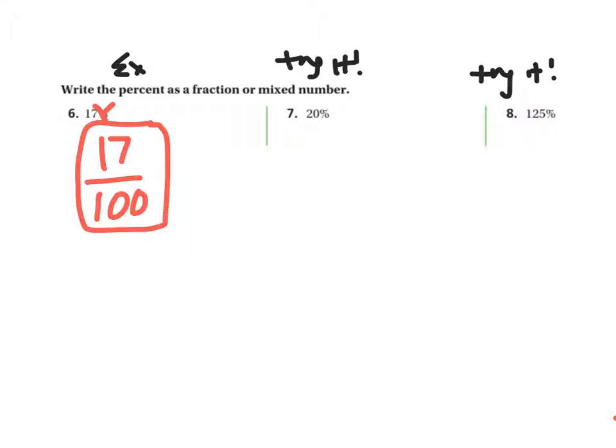Okay, so I drop the percentage sign, write 20 over 100, and this one can be simplified if I divide by, let's divide by 20.